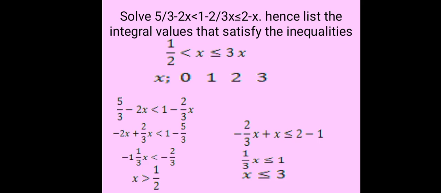And we solve the other part to find that x is less or equal to 3. So because x is greater than a half, it means we can even go lower than a half. We don't restrict ourselves to a half. That's why I've started with the number 0, 1, 2, 3. We have been told that x is less or equal to 3, so we cannot go beyond 3. So 3 is our limit there.